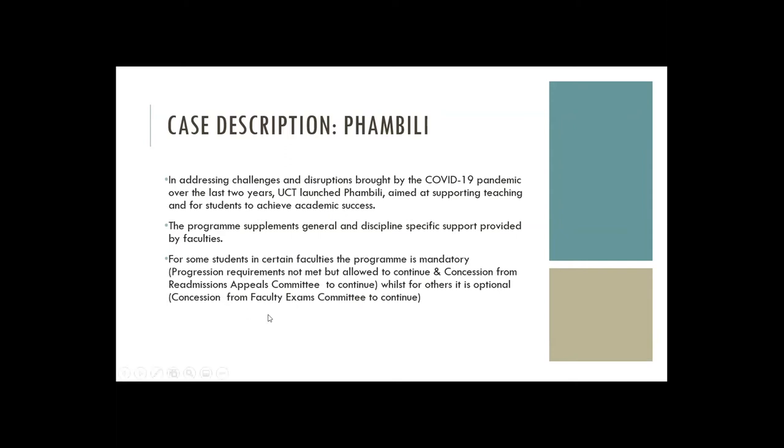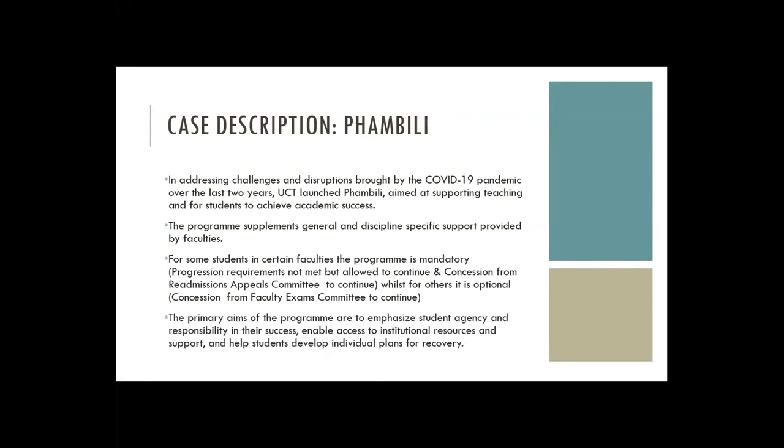It is mandatory for those that were deemed would have otherwise been excluded on academic grounds. So these are students that had a progression, didn't meet the allowed progression category. And then it's optional for those that had concessions from their faculties. The primary aim of the programs are to emphasize student agency and responsibility in their success, to enable access to institutional resources and support, and help students develop individual plans for recovery.